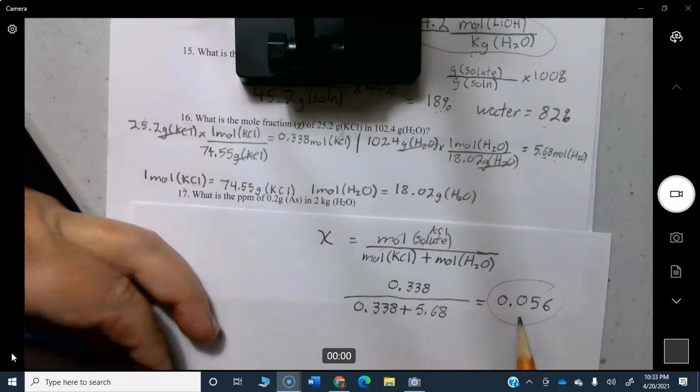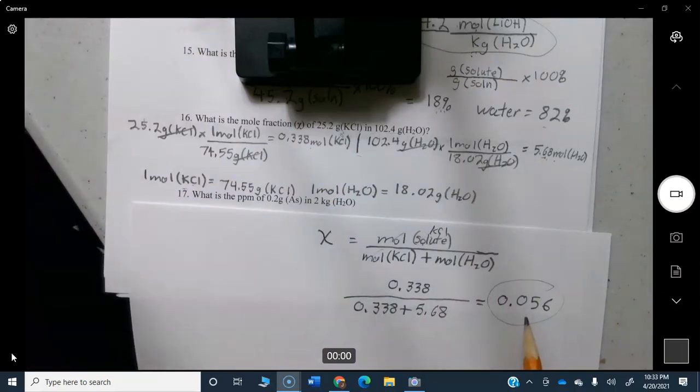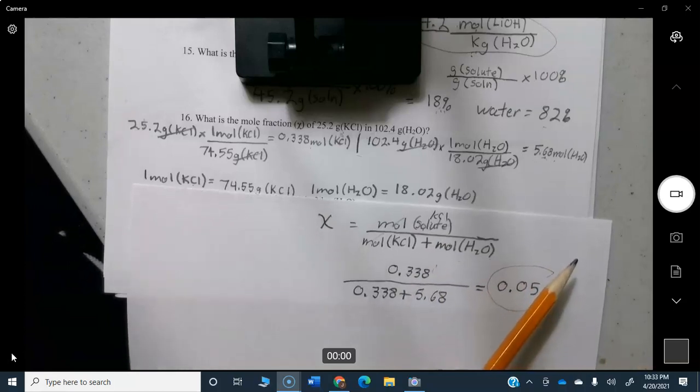So even though it's called a mole fraction, you express it as a decimal. There's the fraction right there, but you express the final answer as a decimal. It doesn't have any units of measure. All the moles canceled out. It's just a fraction. Okay? So there you go. That's how you do number 16.